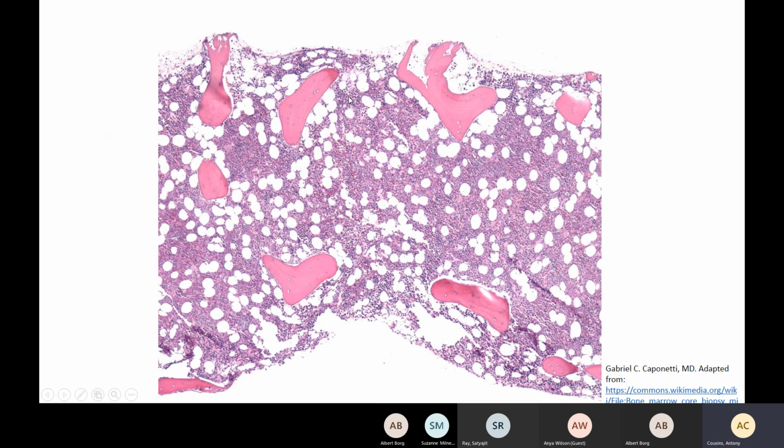And in between, you can see lots of different cells that are going to make lots of different types of blood cell. Some of them are quite obvious. That's probably going to be a megakaryocyte. You can see some macrophages and things in there as well.